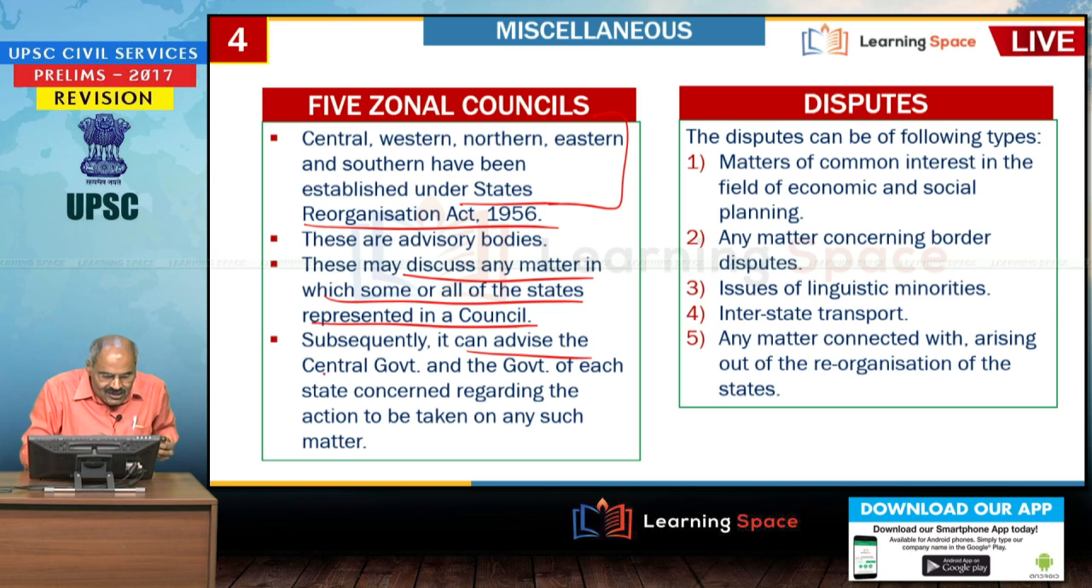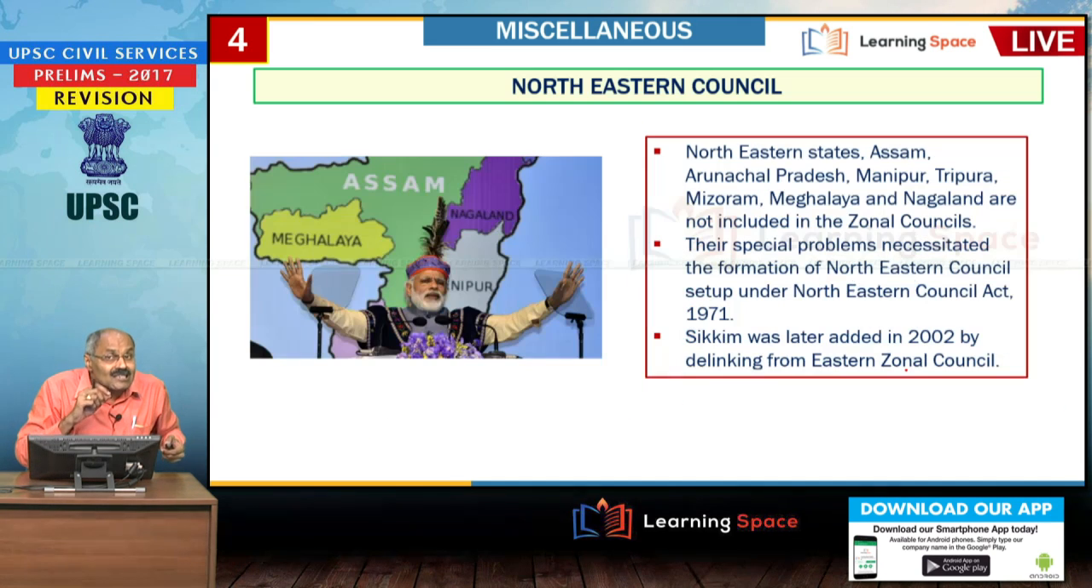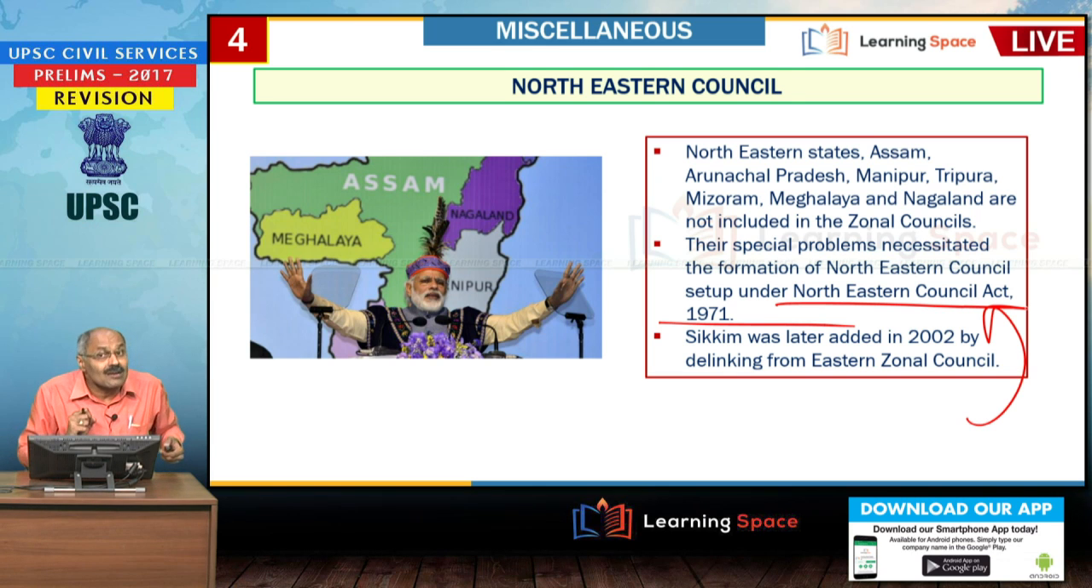It can advise the central government and the government of each state concerned, and what are the disputes which can be settled, I have given here, you can go through it. These 5 zonal councils are part of the States Reorganization Act, whereas Northeastern Council has got special significance. It was formed based on Northeastern Council Act 1971, and Sikkim was subsequently added to it by taking it out from the Eastern Zonal Council.